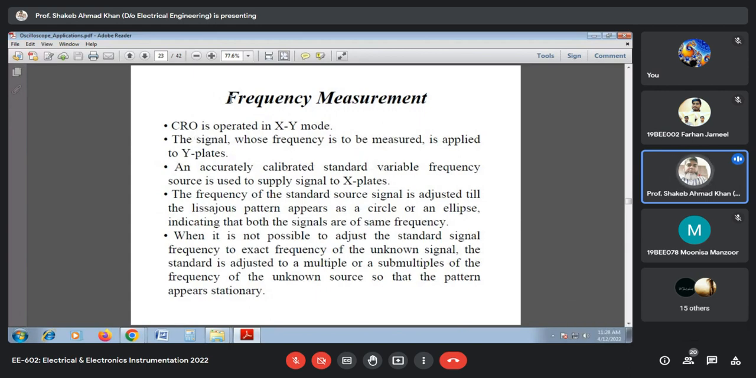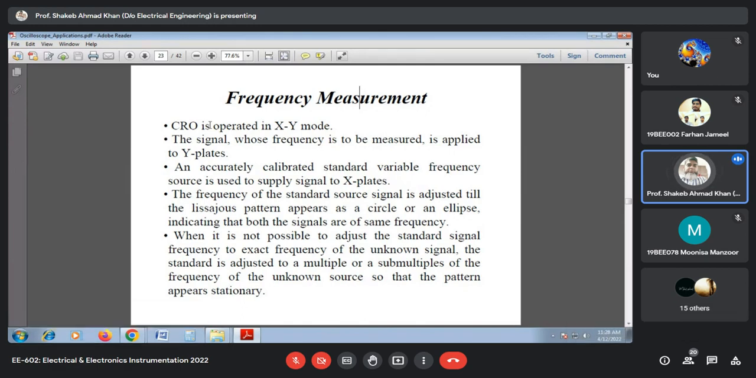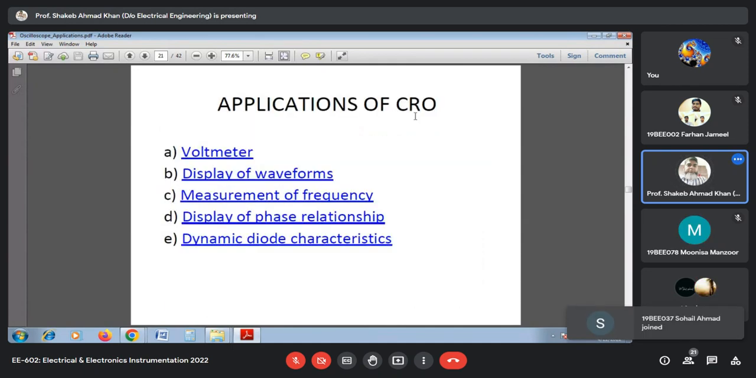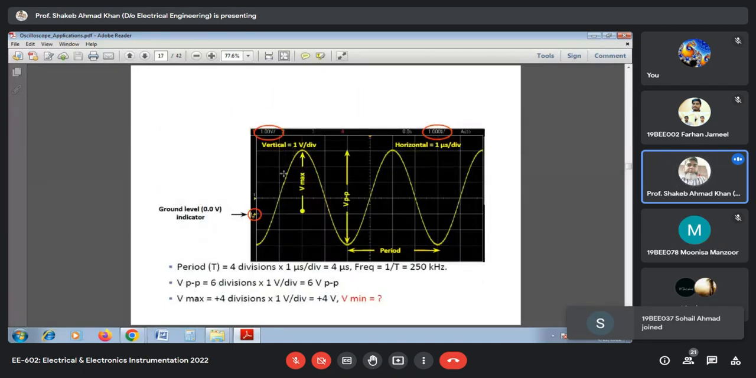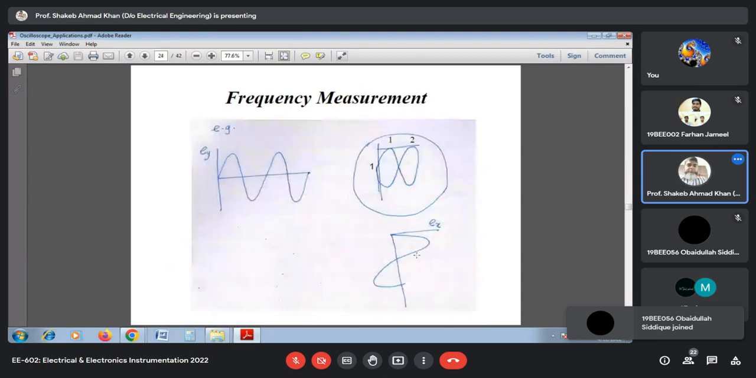Now I'm starting one application, frequency measurement. So CRO is operated in XY mode. When we are talking about the frequency measurement, as far as it is concerned, when your waveform is a periodically time varying waveform, one of the ways is to use it in YT mode, and then find out the time period of the waveform and take 1 upon time period, you'll get the frequency. This is one of the ways. Another way is what I'm going to explain here.